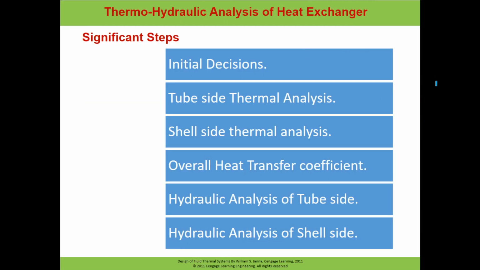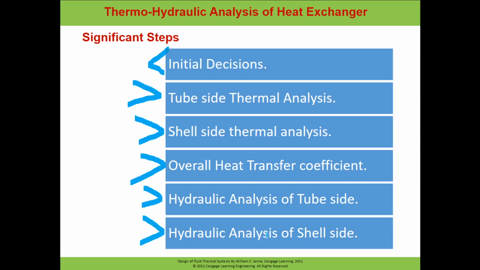Okay, so when we do the analysis of a shell and tube heat exchanger, what are the different steps? Some suggested steps are given: first of all we take the initial decision, then we need to take the tube side thermal analysis, then carry out shell side thermal analysis, and then calculate the overall heat transfer coefficient, and then the hydraulic analysis. Hydraulic analysis means calculating the friction factor and pressure drop for the tube side, and then the friction factor and pressure drop for the shell side.